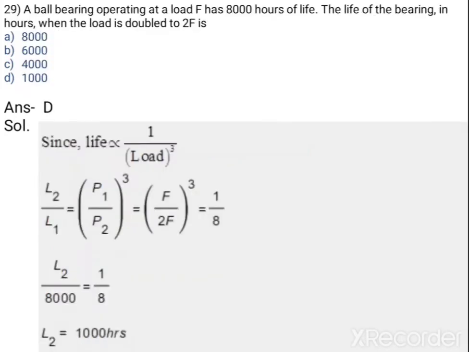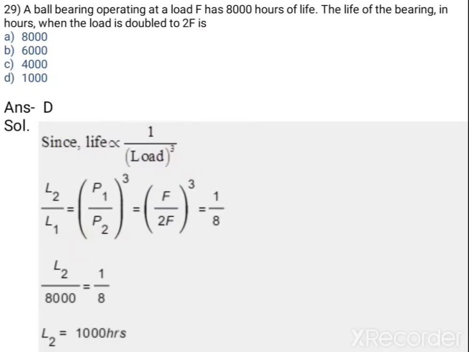Okay. Now question number 29. A ball bearing operating at a load F has 8000 hours of life. What is the life of the bearing in hours when the load is doubled to 2F? It is a very easy question. Again, the question is based on bearings. So we know the life of the bearing is inversely proportional to the cube of the load. So from that, L2 by L1 is equal to P1 by P2 raised to 3. From that we will get P1 by P2 is 1 by 2, because here it is given that the load is doubled to 2F.